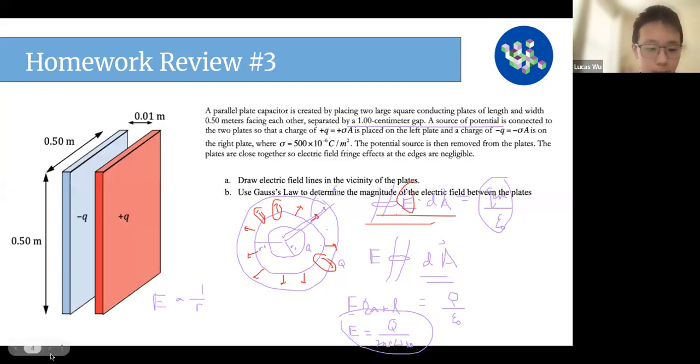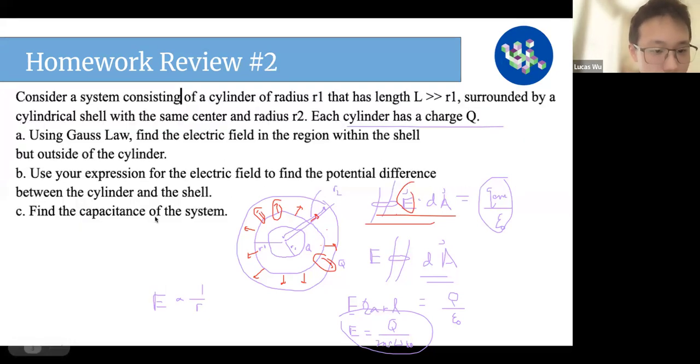Use your expression for the electric field to find the potential difference between the cylinder and the shell. Basically, what this is asking is that I know the electric field in this region of space, in between the cylinder and the shell. Now I want to find the potential difference between a point on the inner cylinder and a point on the outer cylindrical shell. Okay, so let me erase our previous work.